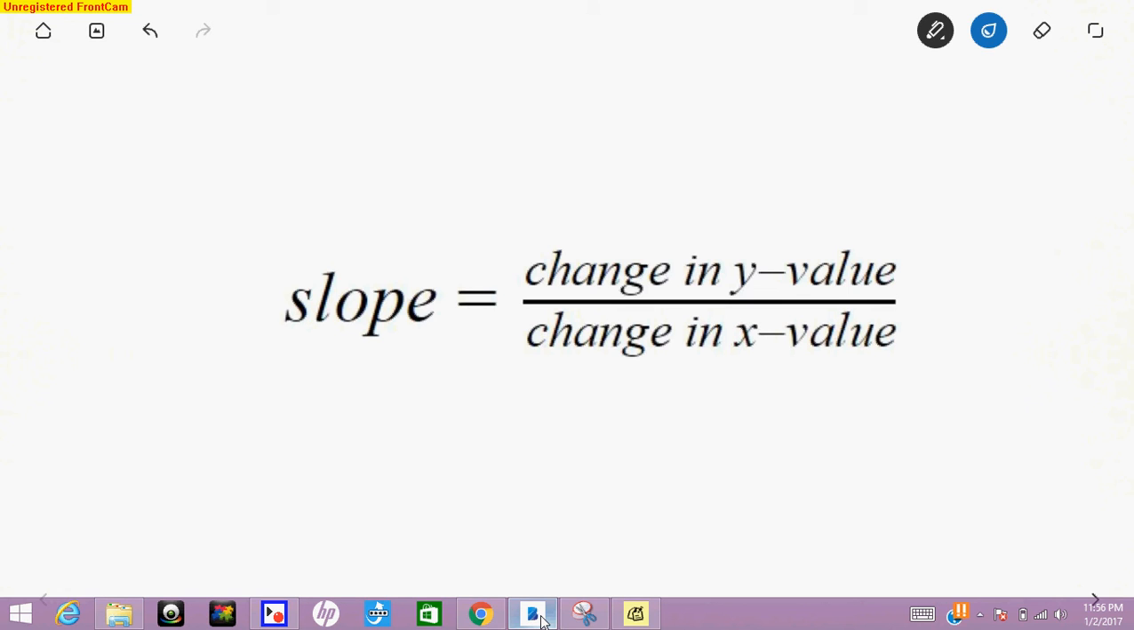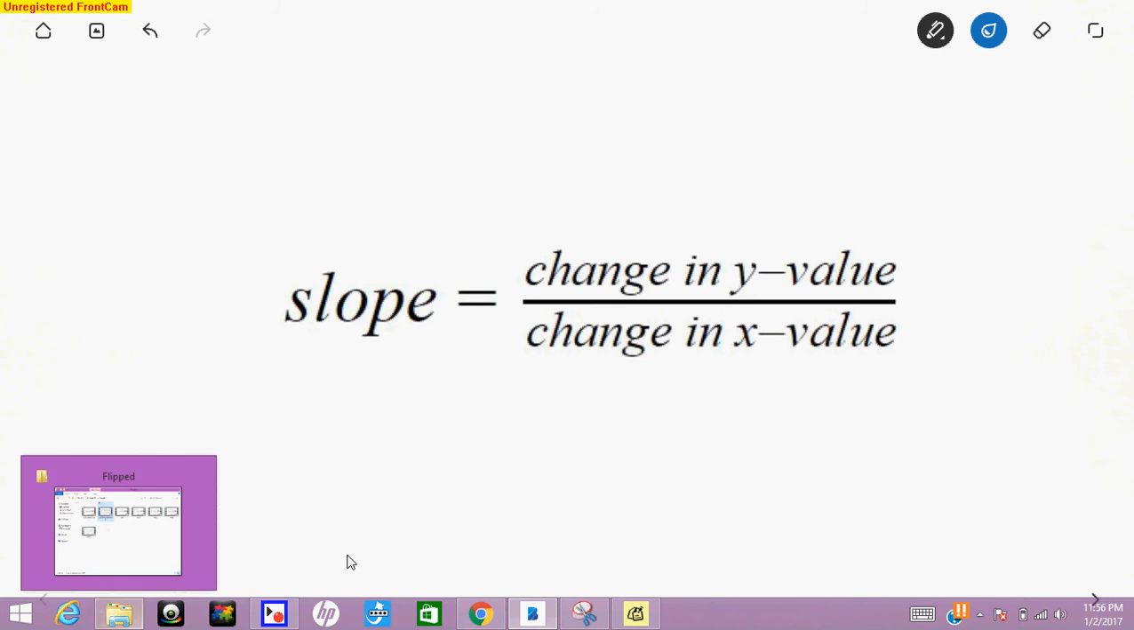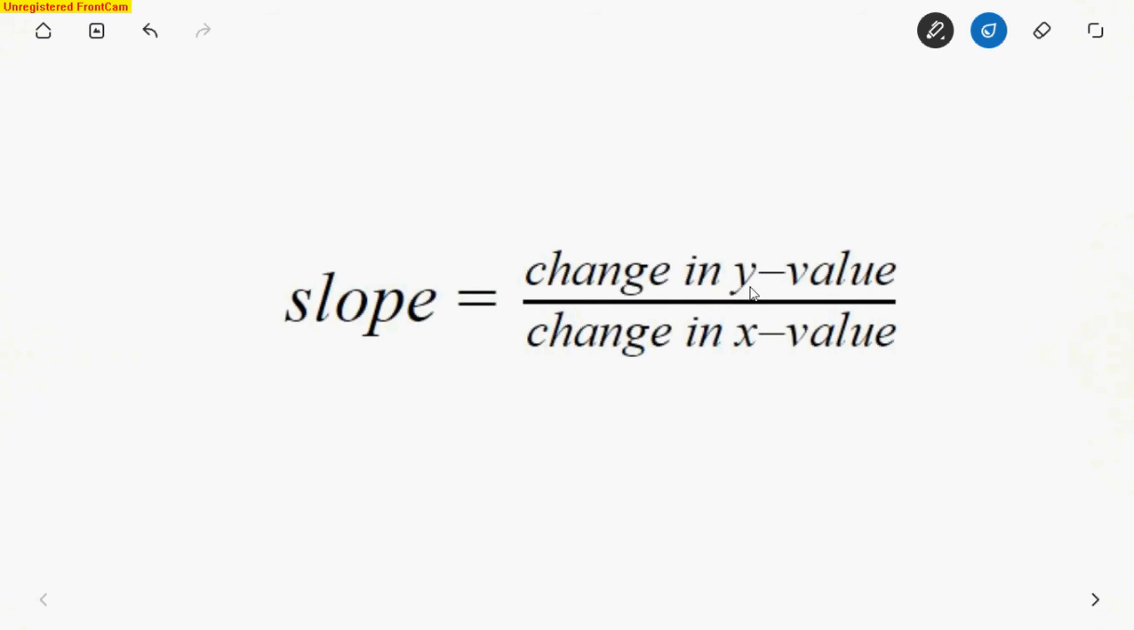Okay, today in class we talked about our rate of change. Another way to say rate of change is by saying your slope. Your slope is your change in your y values divided by your change in your x values. So when we talked about rate of change, we said it a little differently. We said the change in the dependent variable divided by the change in the independent variable.